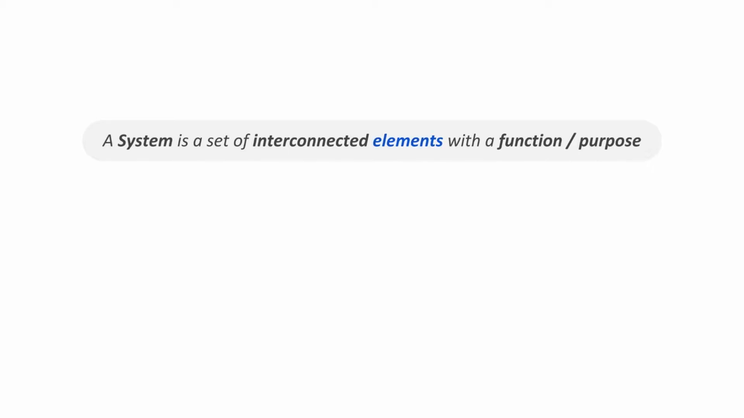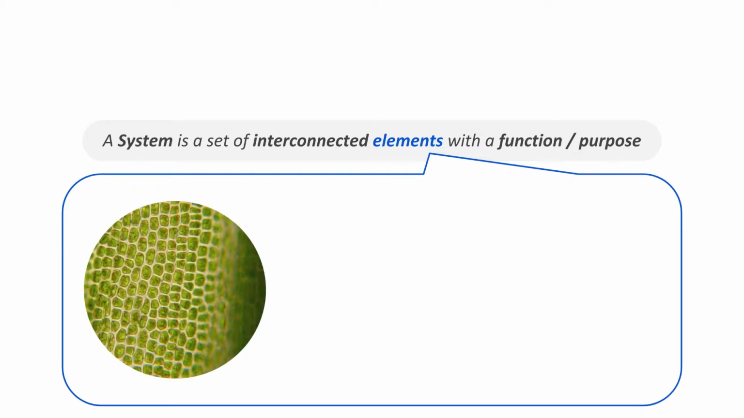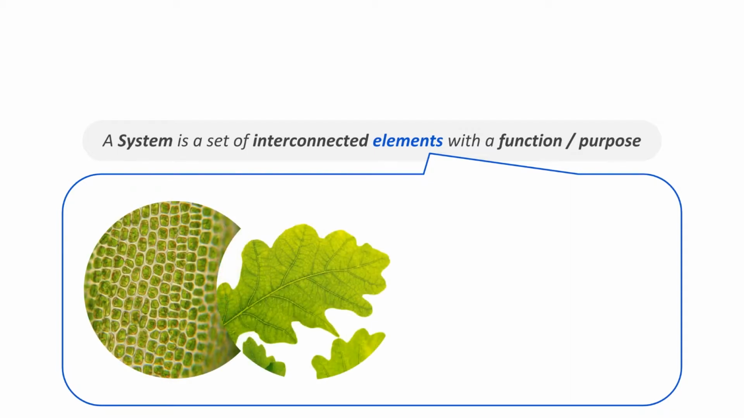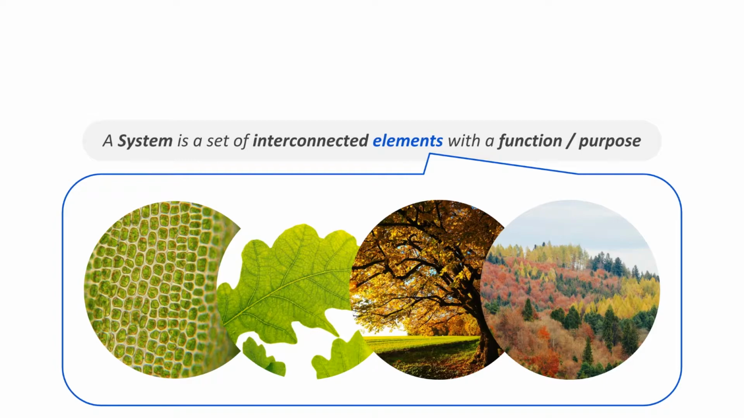The elements of a system are just what they sound like. They're the things or the stuff that make up that system. So to give an example from nature, we could think of plant cells as being the elements of a leaf. We could also think of that leaf in turn being an element in a tree, or that tree being an element in a forest, and the forest could in turn also be an element in a larger ecosystem.